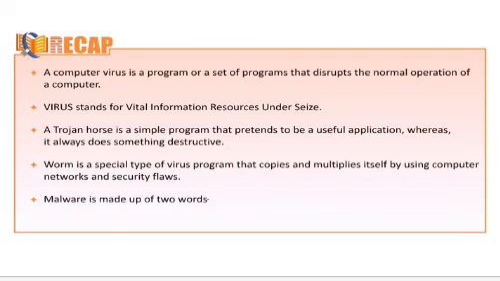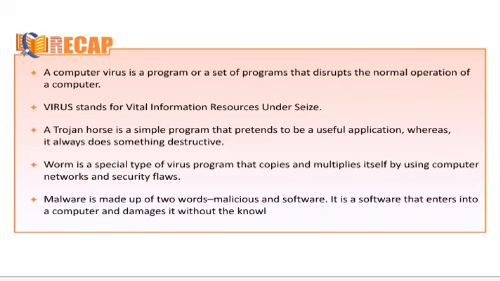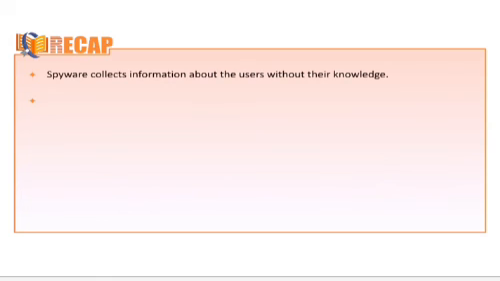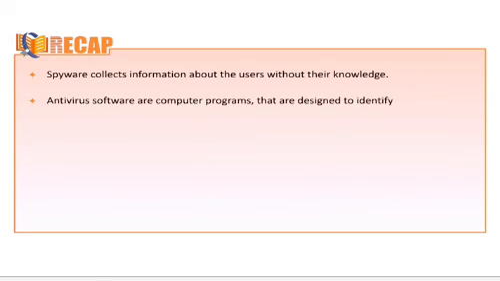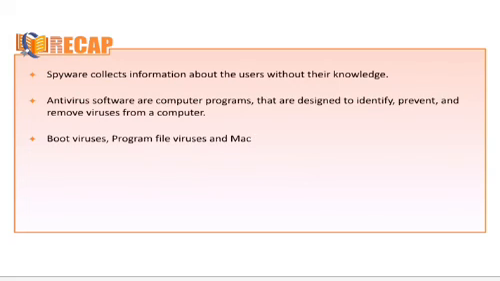Malware is made up of two words, malicious and software. It is software that enters into a computer and damages it without the knowledge of the user. Spyware collects information about the users without their knowledge. Antivirus software are computer programs that are designed to identify, prevent, and remove viruses from a computer. Boot viruses, program file viruses, and macro viruses are different types of viruses.